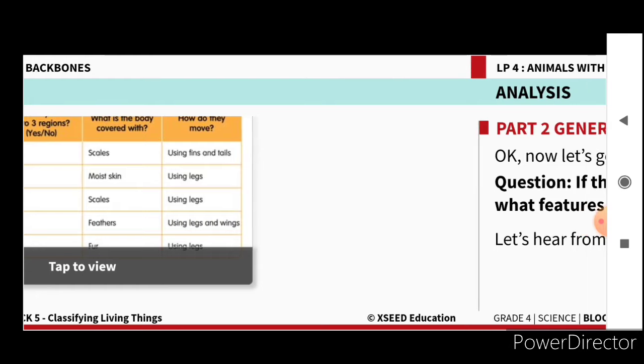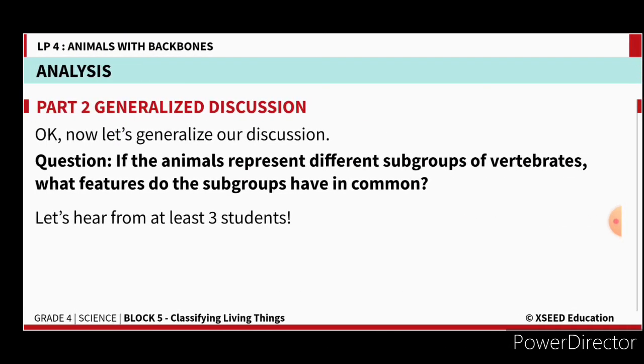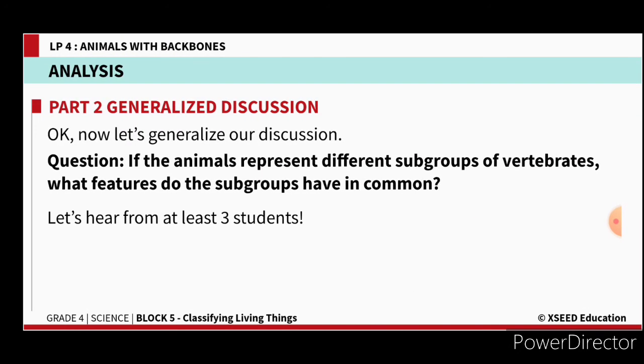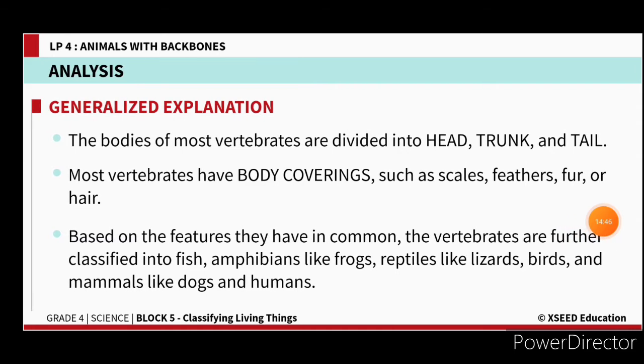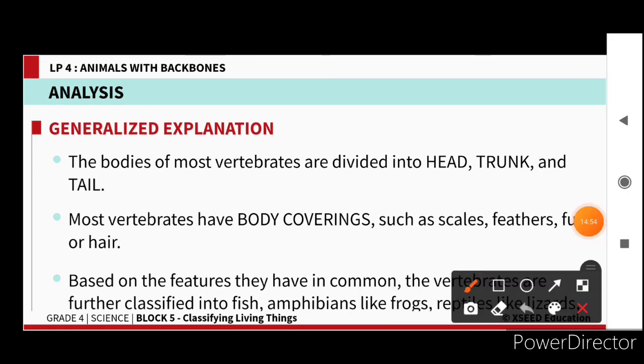Now we will discuss based on your activity. If the animals represent different subgroups of vertebrates, what feature do the subgroups have in common? So there are different subgroups in animals, but they all are having one common feature, that their body is divided into three main parts. Those are head, trunk and tail.